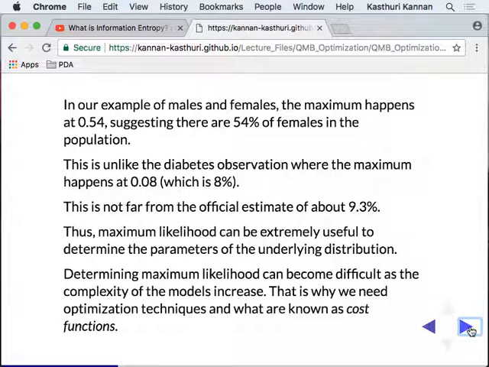This is a very simple model: a male or a female, people with diabetes or people without diabetes. You toss a coin, it's heads or tails. This can be modeled using the basic binomial distribution. You toss a coin, it's going to be either heads or tails, so the probability is p and 1 minus p.